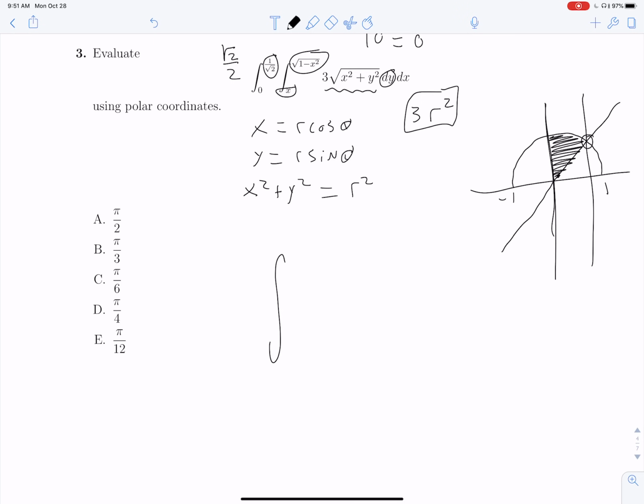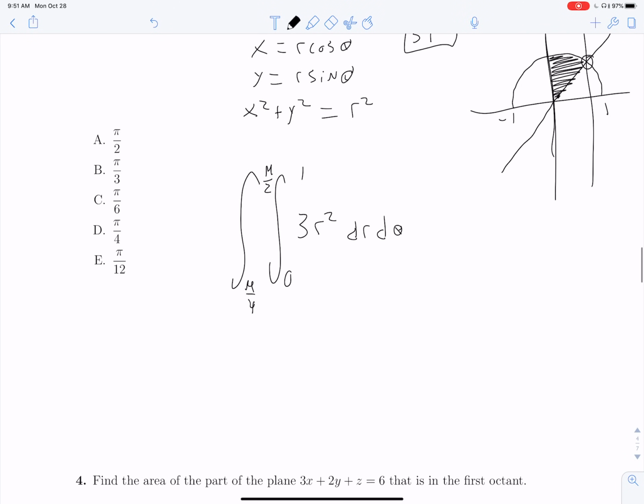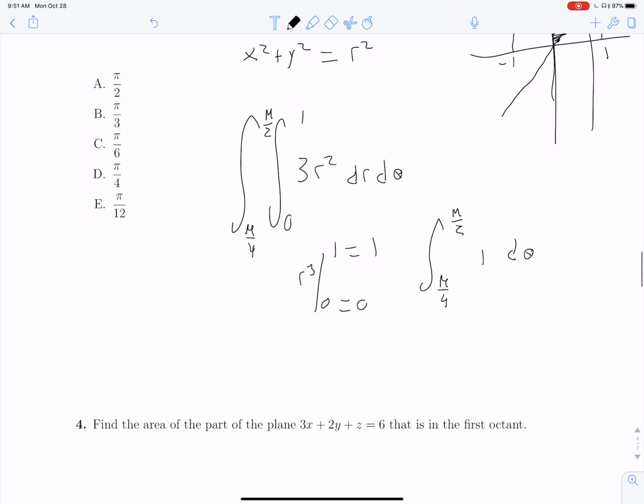So setting our integral back up, we know that our integrand is 3r squared. Let's just stick a dr d theta on there. We know that theta is running from pi over 4 to pi over 2, and we know that r is running from 0 to 1. So we take this integral, we're going to get r cubed on 0 to 1, and now our integral is just pi over 4 to pi over 2 of 1 d theta, and we'll solve this, and we'll just get pi over 4.